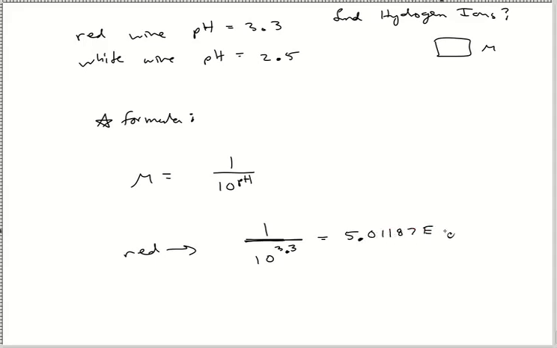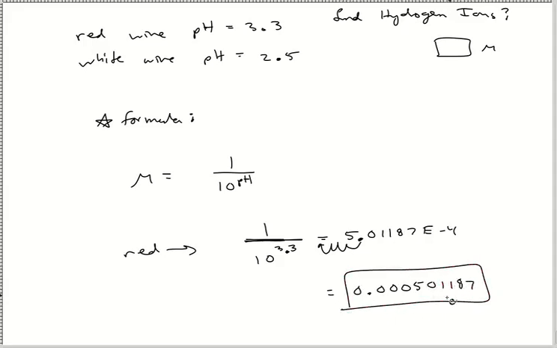I get 5.01187 E negative 4. Now, watch out for this, okay? They're not going to want this answer in WebAssign. The E negative 4 means that we're going to be moving that decimal place 1, 2, 3, 4 times over, filling in the zeros along the way. So therefore, you actually get 0.000501187. That is what their first answer is.